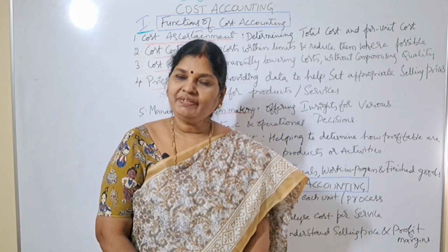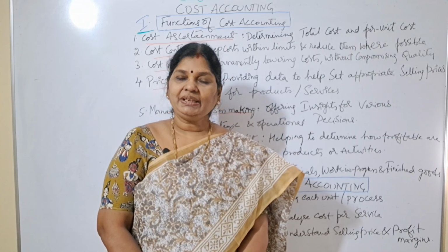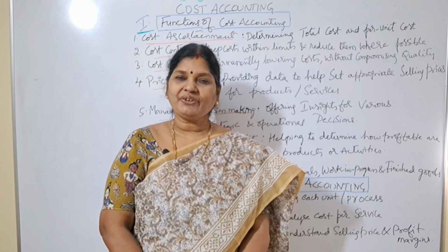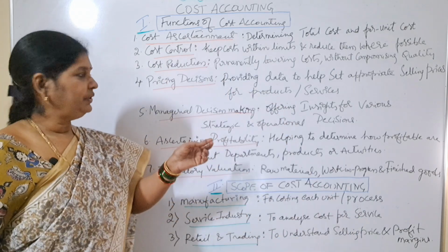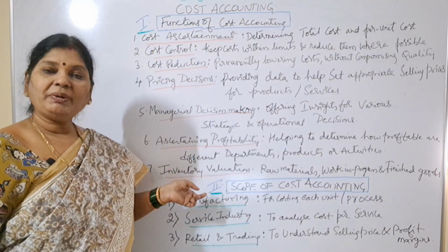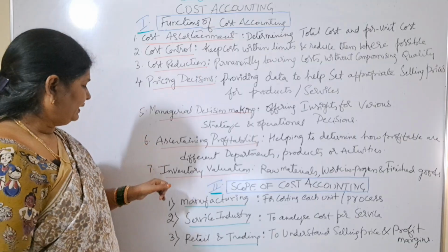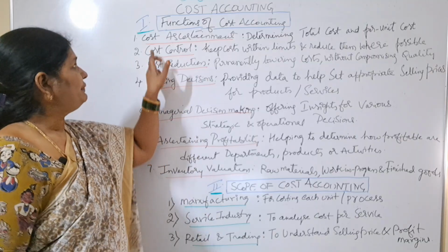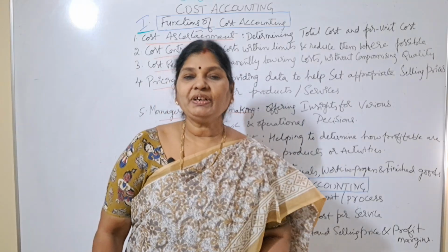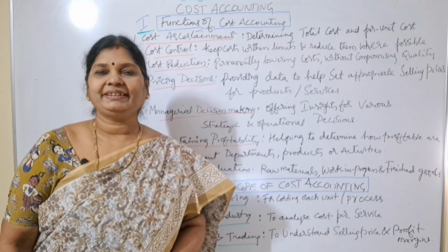In the last video, we discussed why we have to study cost accounting, what is the meaning of cost, costing, and cost accounting, and what are the features of cost accounting. In this video, we will learn about functions of cost accounting and scope of cost accounting. So what are the functions of cost accounting? There are 7 functions. What is the first function? Cost ascertainment. This is the core function and this is the foundational step in cost accounting.